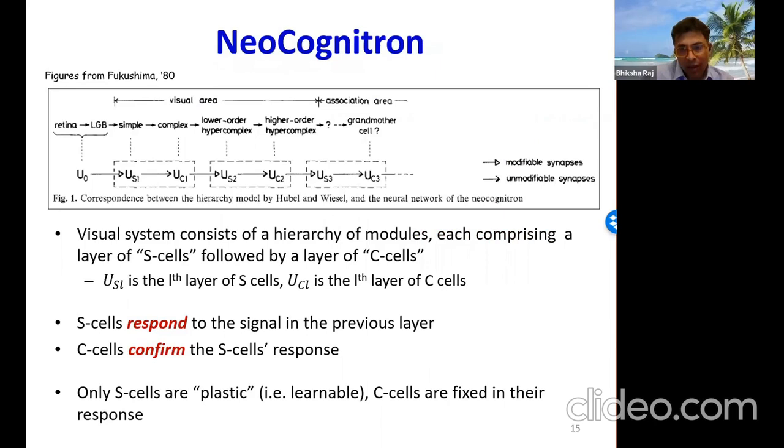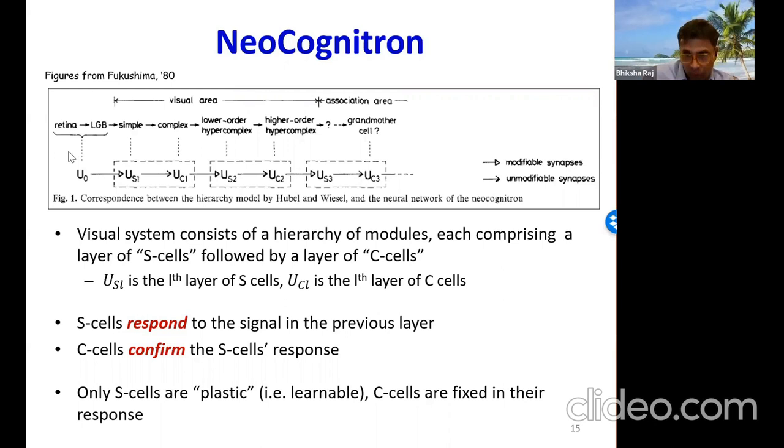In his model, the visual stimulus consisted of a hierarchy of modules. Each module has two layers, a layer of S cells, followed by a layer of C cells. The S layer corresponds to Hubel and Wiesel's simple cells. The C layer corresponds to their complex cells. So here is the model and their figure. U0 comes from the retina. This is the input itself, the image.